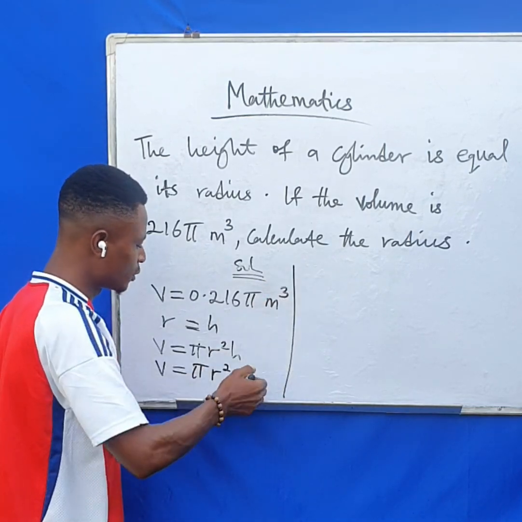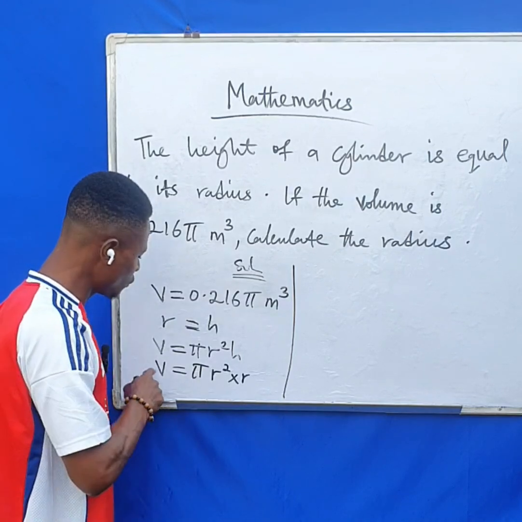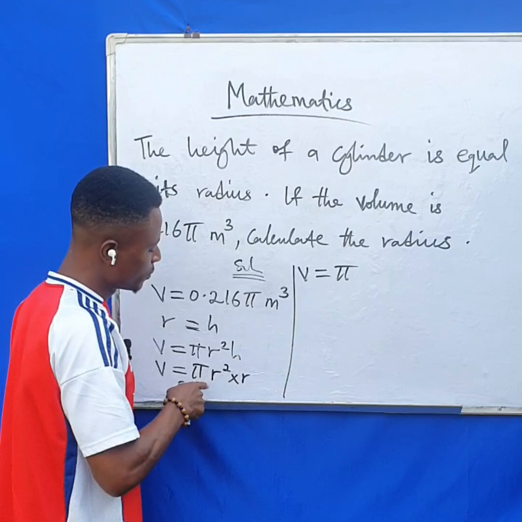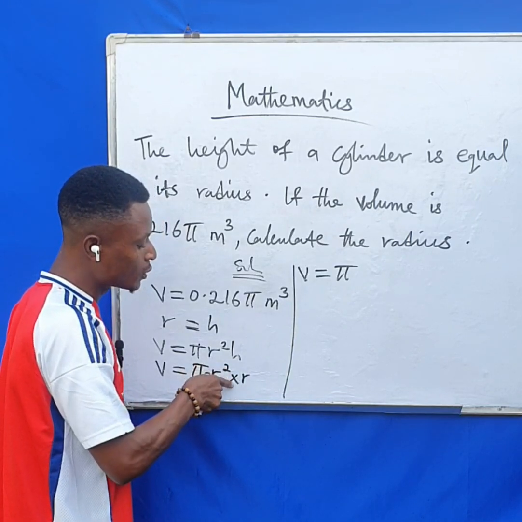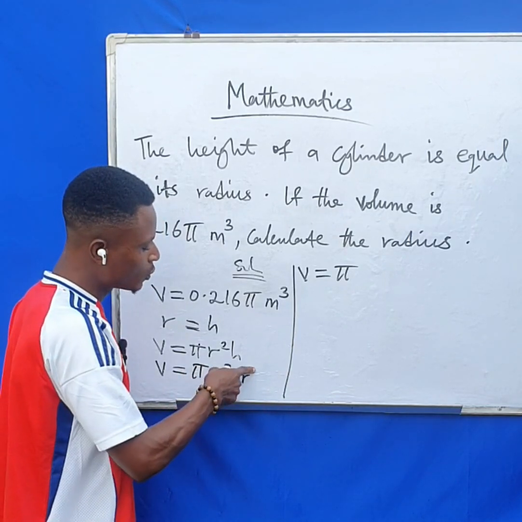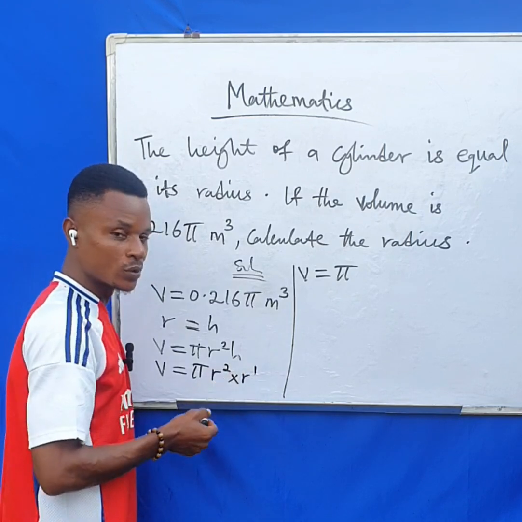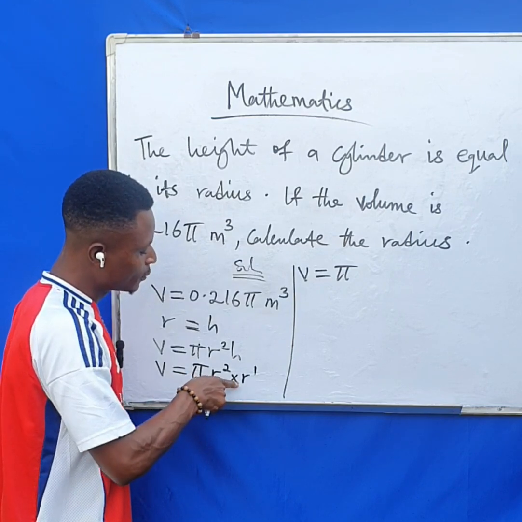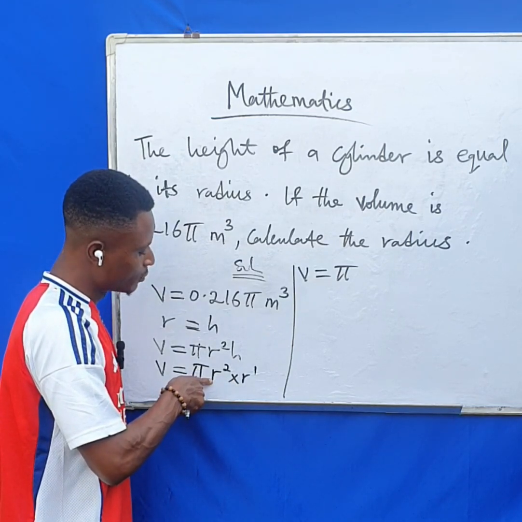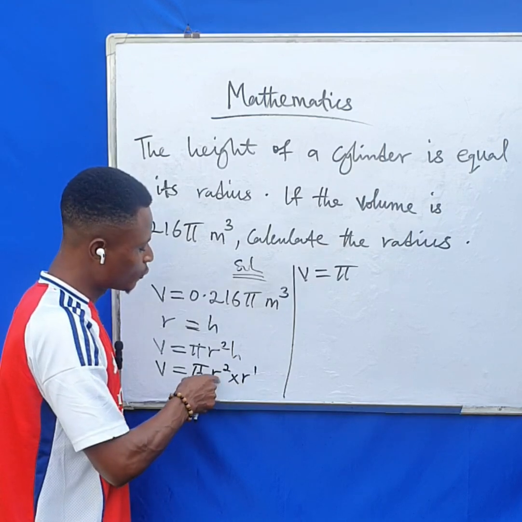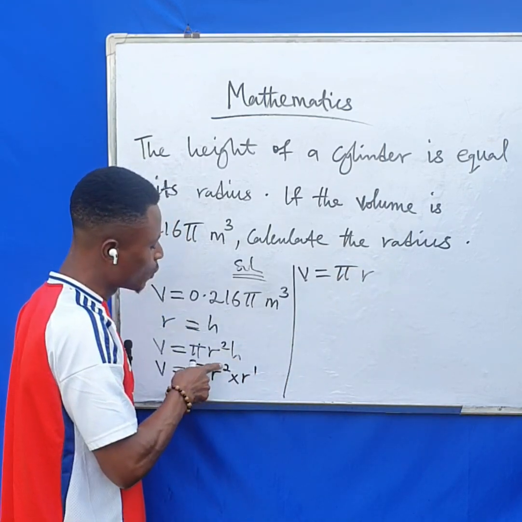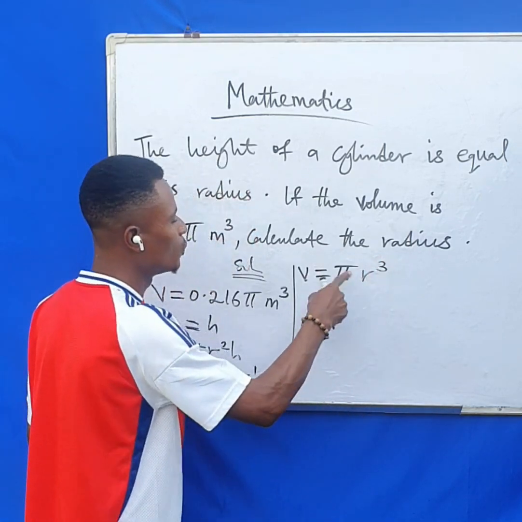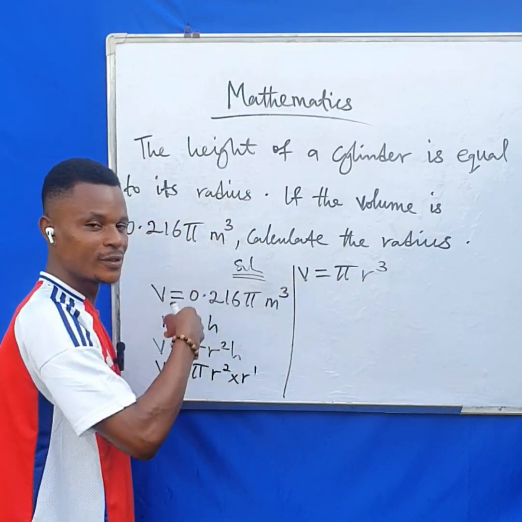So let us bring this formula together. We're going to have V equals pi times r squared times r. r squared times r gives us r cubed. This one doesn't have a visible power, so it means the power is 1. According to the law of indices, whenever you are multiplying numbers with equal bases, we pick one of them, which is r, then we add the powers, 2 plus 1, that will give us 3.